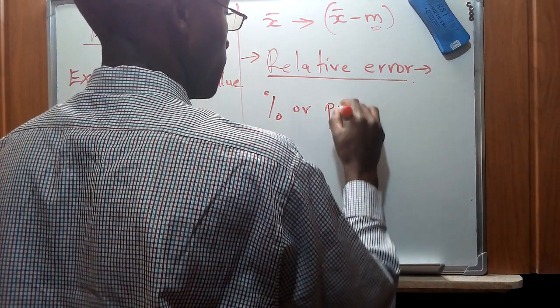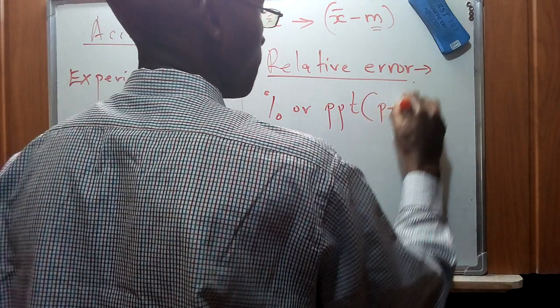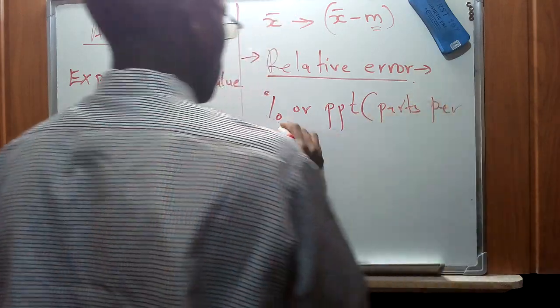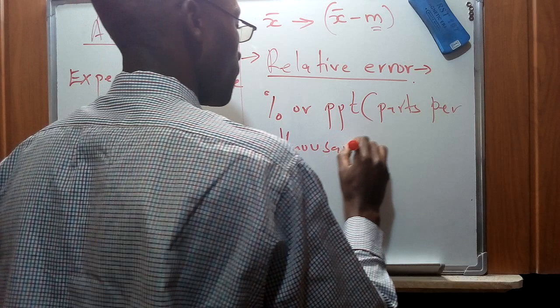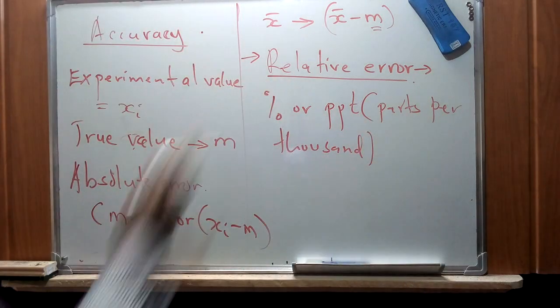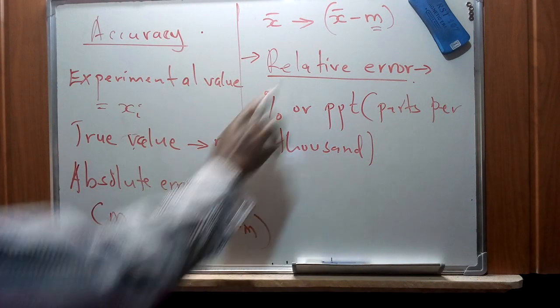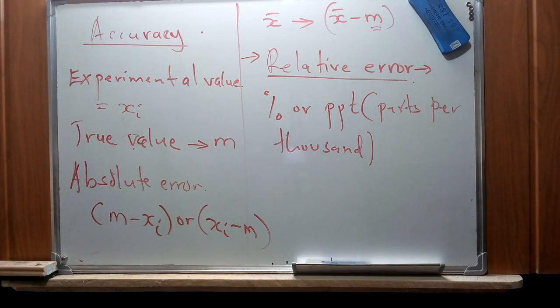parts per thousand. So in this case, which is a convenient substitute for this first one, relative error can be expressed as a percentage or parts per thousand.